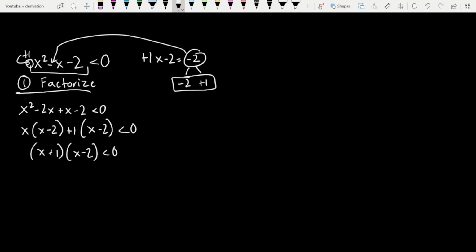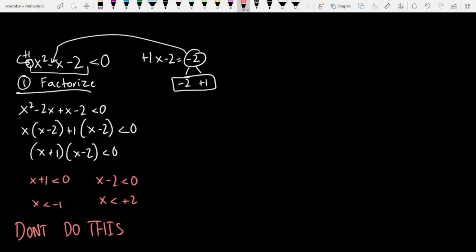Now some of you may just go ahead and be like, well, okay, I got my two answers, and my two answers are basically going to be x plus 1 is less than 0, x minus 2 is less than 0, and then one of my answers is going to be plus 2, and my other answer is going to be minus 1. And I'll put this down here. Don't do this. Don't do this. And I'll show you guys why this affects the answer in just a second.